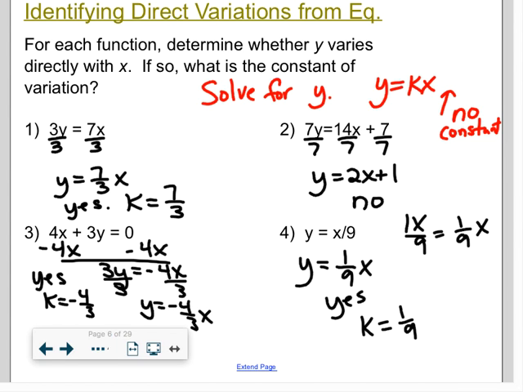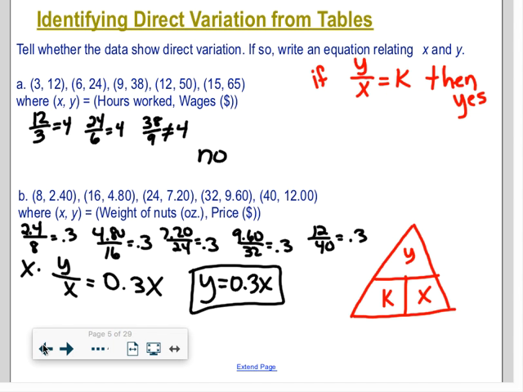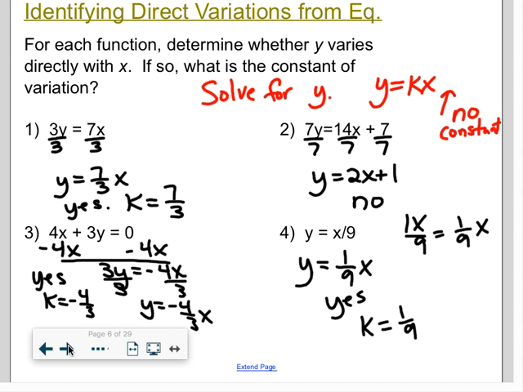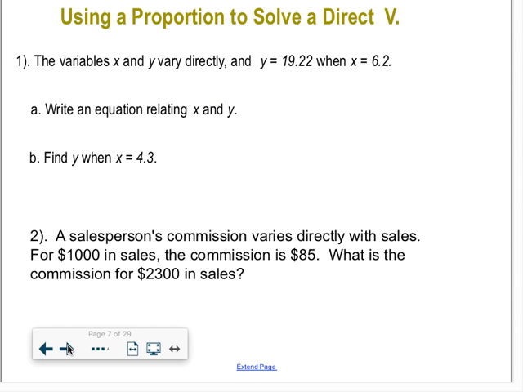Alright, so I want to pause here a moment and make sure we're understanding, because we're going to do really 4 things, but 3 of them we'll talk about here. If you have a set of ordered pairs or a table, you take y divided by x and see if it's a constant. If you have an equation, you solve it for y equals kx, and if there's no constant, it's direct variation. Alright, so now, when you're ready, flip, we're almost done.